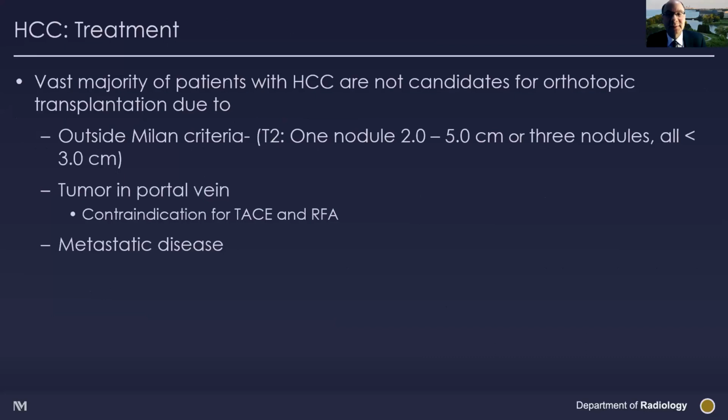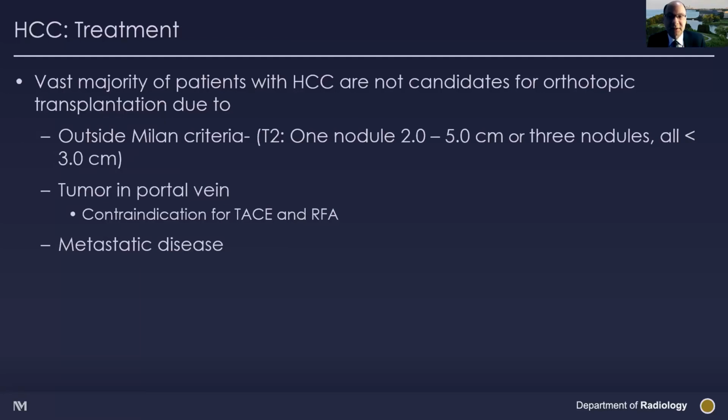Why do we do these types of therapy? Well, the vast majority of patients with hepatocellular carcinoma are not candidates for orthotopic transplantation due to them being outside the Milan criteria. For the Milan criteria, you want to have 1 nodule 2 to 5 centimeters or 3 nodules, all of which are less than 3 centimeters.